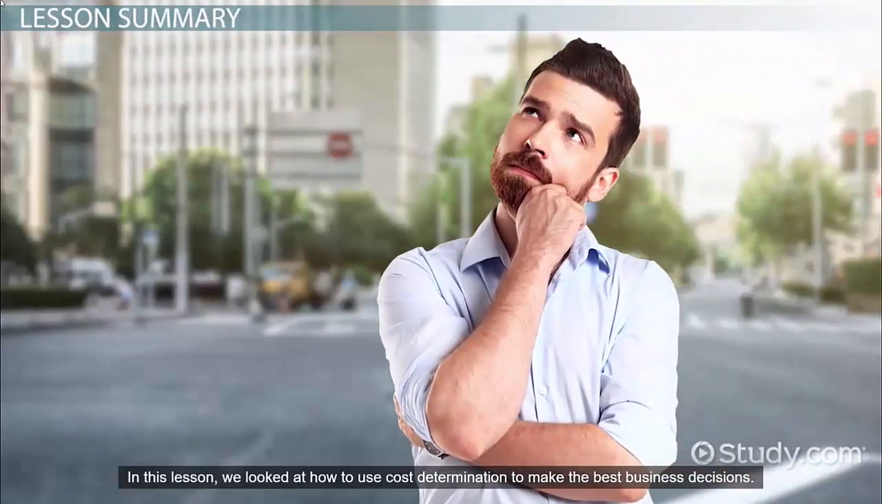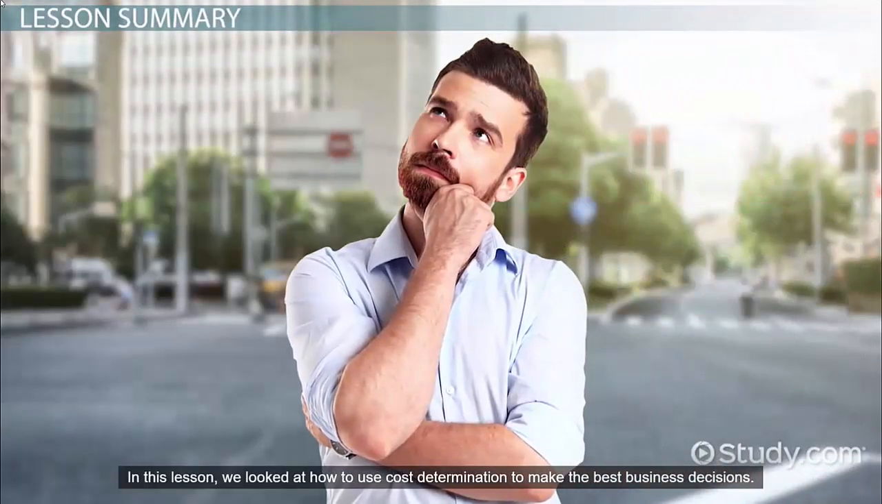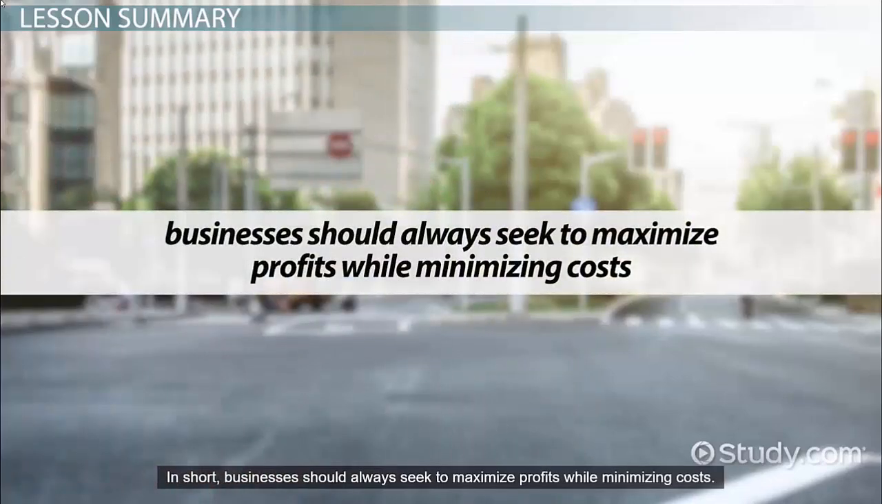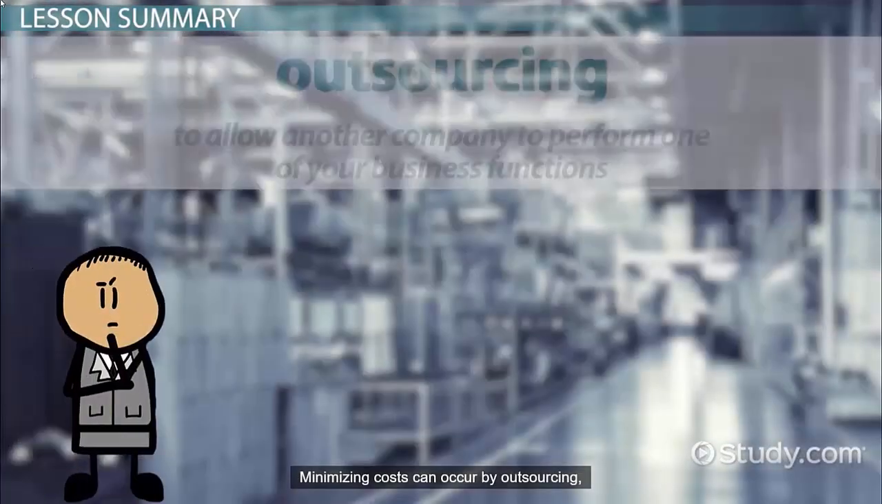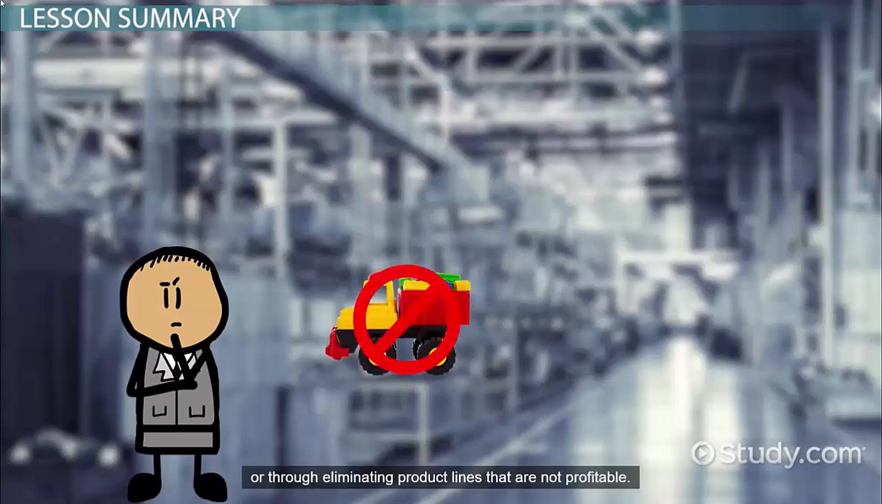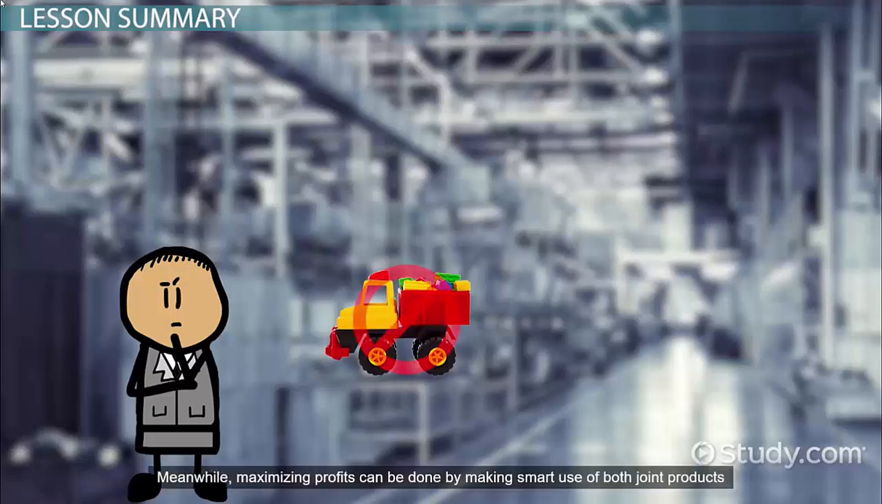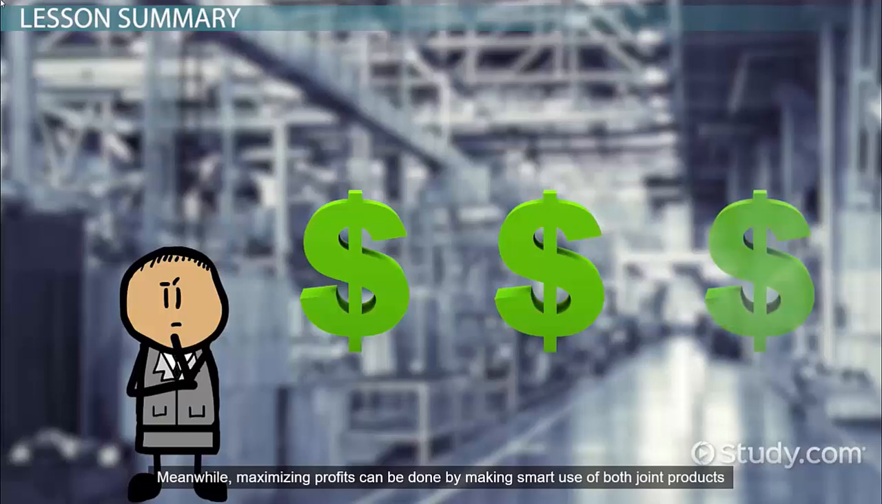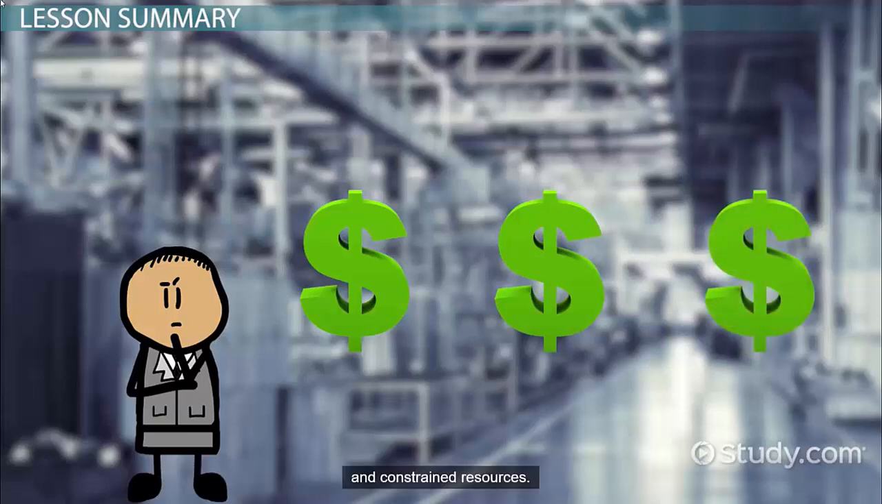In this lesson, we looked at how to use cost determination to make the best business decisions. In short, businesses should always seek to maximize profits while minimizing costs. Minimizing costs can occur by outsourcing, which means to allow another company to perform one of your business functions, or through eliminating product lines that are not profitable. Meanwhile, maximizing profits can be done by making smart use of both joint products and constrained resources.